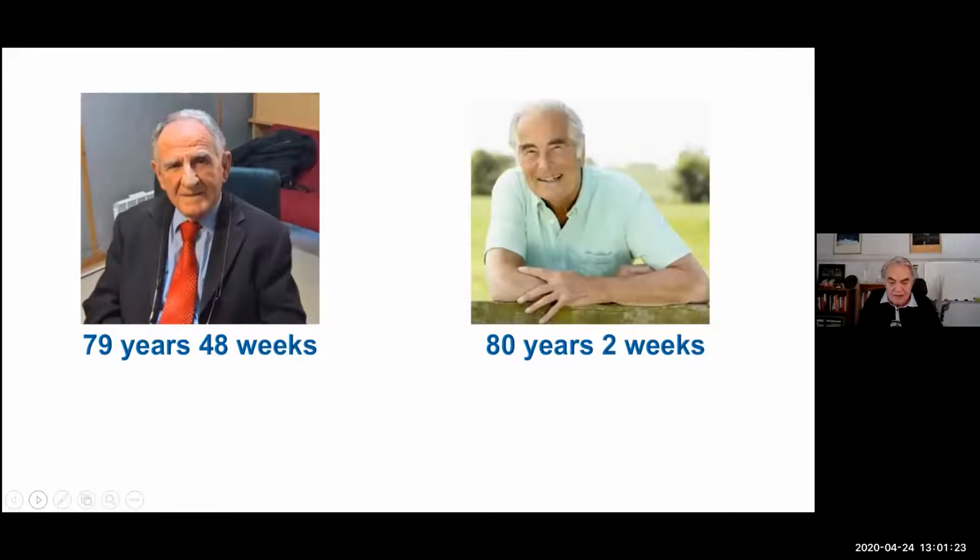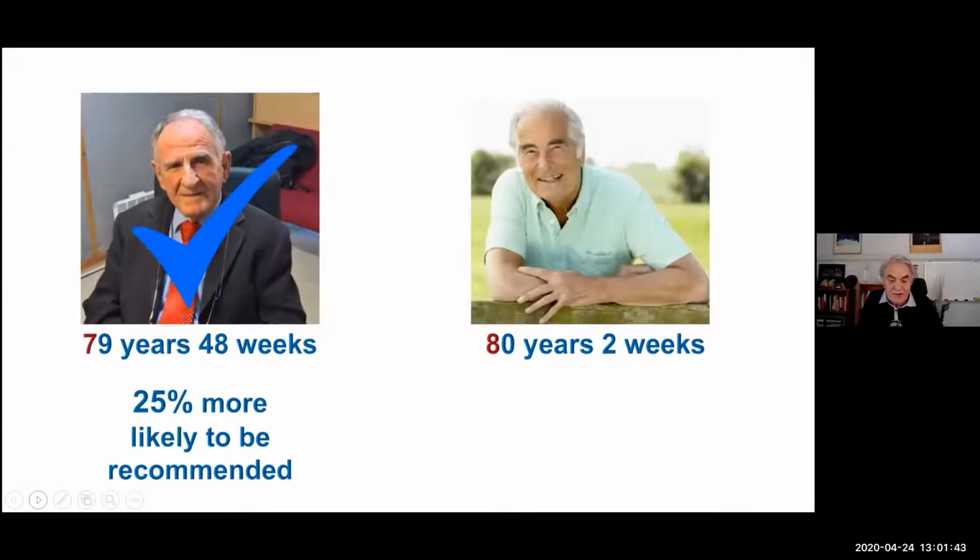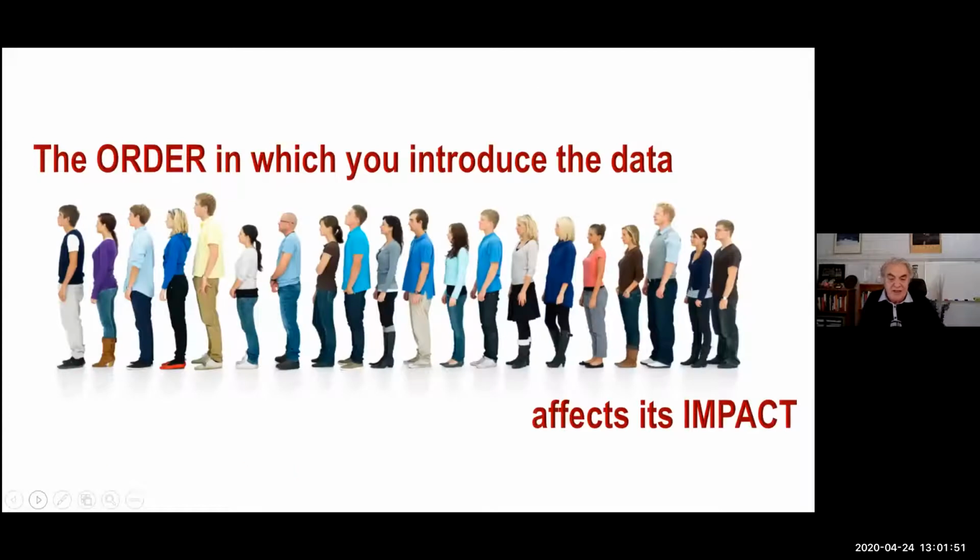What they found is that 25% more surgeons recommended open heart surgery for the person who was 79 years and 48 weeks than recommended it for the person who was 80 years and 2 weeks, even though there was only 4 weeks difference in their age, because all they did was they saw that first number. The left digit bias affects even the most intelligent people in our society. So you need to think about the order in which you introduce the data, because the order in which you introduce the data affects its impact.